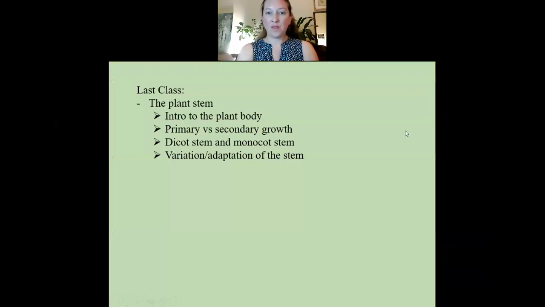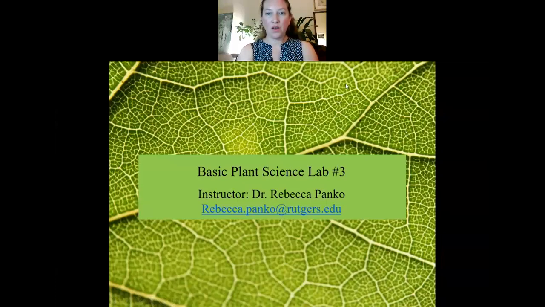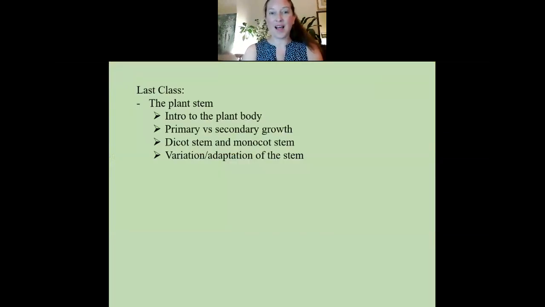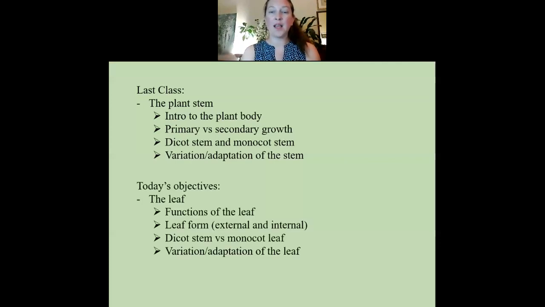Today we are going to go through the leaf. This is the third lab for basic plant science. Last class we covered the plant stem pretty intensively. We talked about the plant body in general, primary versus secondary growth, dicot versus monocot stems, and some variations and adaptations on the stem. So today we're going to focus on the leaf.